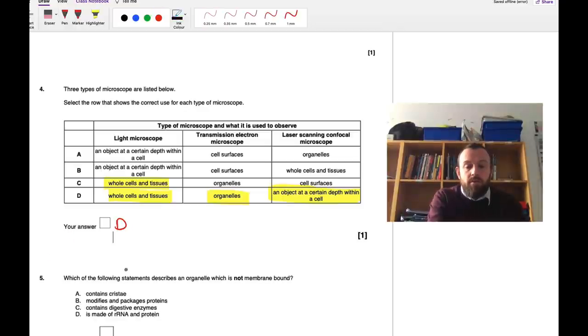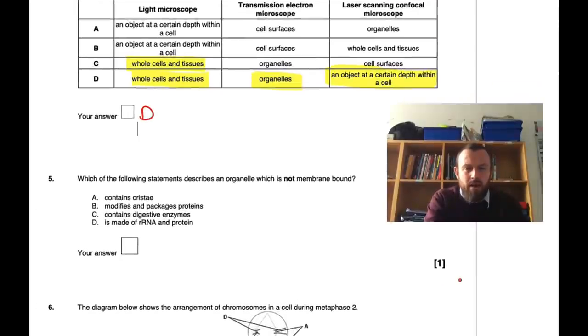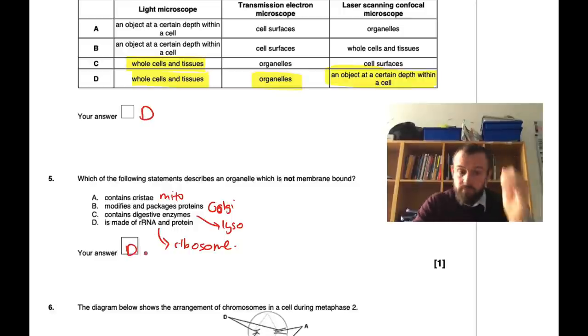Which of the following statements describes an organelle which is not membrane bound? Okay, well, contains cristae. This is a mitochondria, and that is a membrane bound organelle. So it's not that one. Modifies and packages proteins. That's the Golgi, and that has got membranes around it, so it's not that one. Contains digestive enzymes. That's lysosome. And is made of RNA and protein, that would be ribosome. So the only one that doesn't have a membrane around it is D, the ribosome.